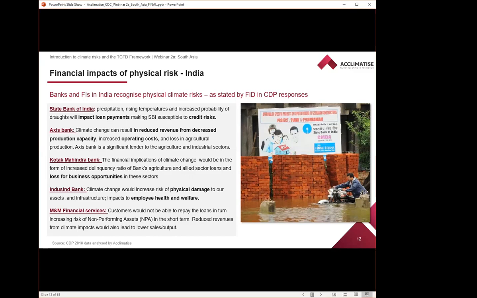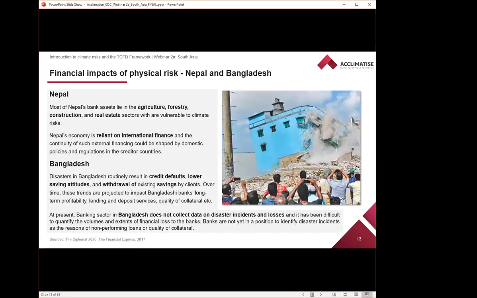Next slide, please. Now, there's relatively far less data emerging from banks and FIs in Bangladesh and Nepal. But there are some reports, and one report actually noted that Nepal's bank assets are essentially in agriculture, forestry, construction, and real estate, which are vulnerable. Nepal also has priority sector lending. So for instance, some institutions are mandated to lend to the agriculture sector, about 10%, and about 15% combined to tourism and hydropower and energy. And we spoke about the vulnerability of energy and hydropower sectors for the country.